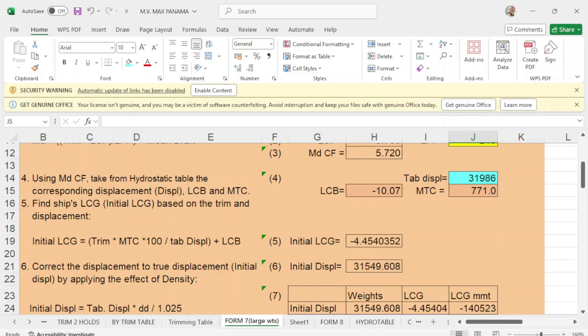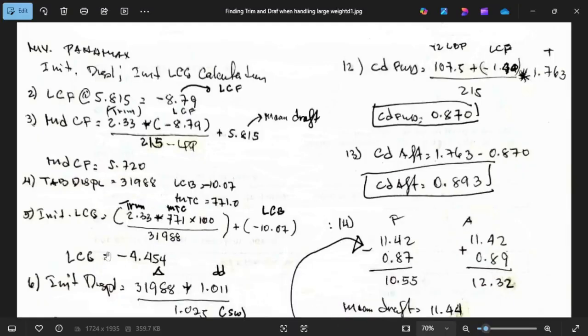So we check number 5, initial LCG equals trim times MTC times 100 over displacement plus LCB. Take note, the trim is 2.33, the MTC is 771 times 100 over the displacement of this one plus your LCB of negative 10.07, and your initial LCG is negative 4.454.